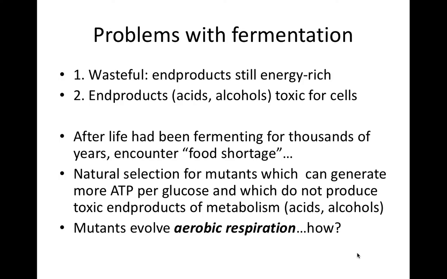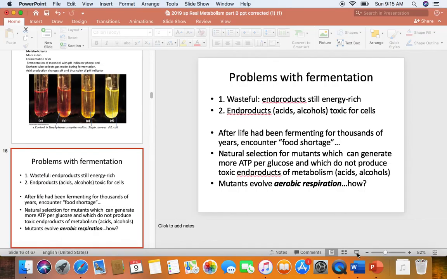Because fermentation is wasteful, we could say that after maybe many, many years as the cells grew and divided, they may have encountered a food shortage because they were wastefully using up all of their preformed organic molecules. So there would have been natural selection for mutants who could make more ATP per glucose without making such toxic end products. It was these mutants that were selected that eventually evolved aerobic respiration. So we're going to end this video here, and then we'll be introducing aerobic respiration in the next video.